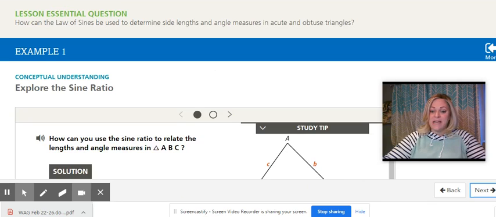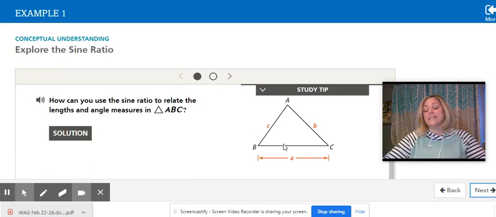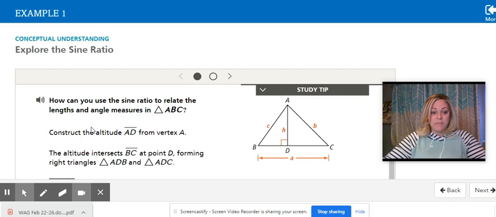So exploring the sine ratio. Let's look at this. Notice it is not a right triangle. So it says, how can you use the sine ratio to relate the lengths of and angle measures? So I'm going to go through this with you step by step.